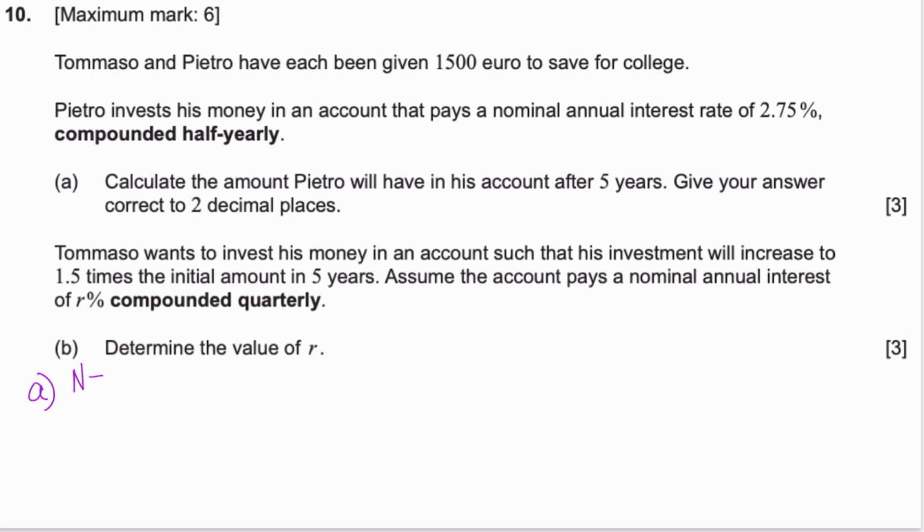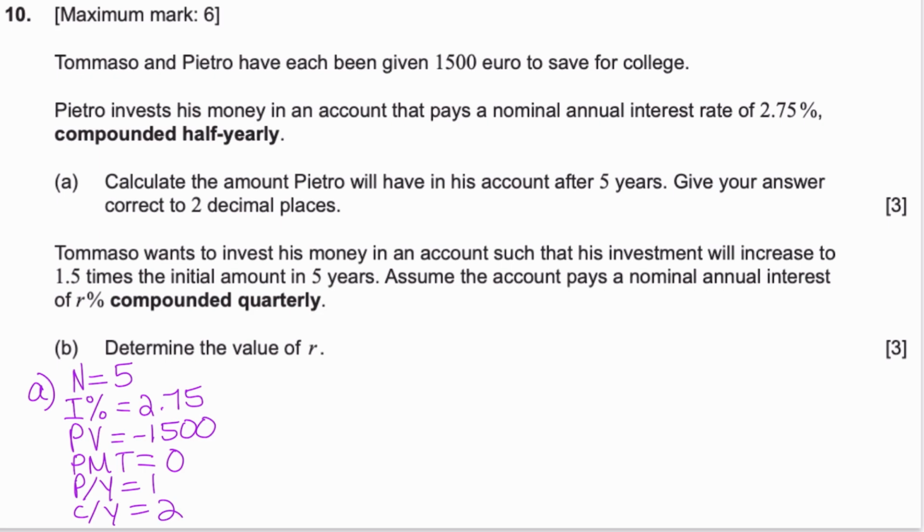You're going to write down N equals 5. Your interest rate is 2.75. Your present value is negative 1,500. PMT, remember, was 0. P per Y is 1. And C per Y is 2. Writing that is going to give you automatically 1 point for the attempt to use the finance app, 1 point for correct entries, and then finally you're going to get 1 point for the correct answer.